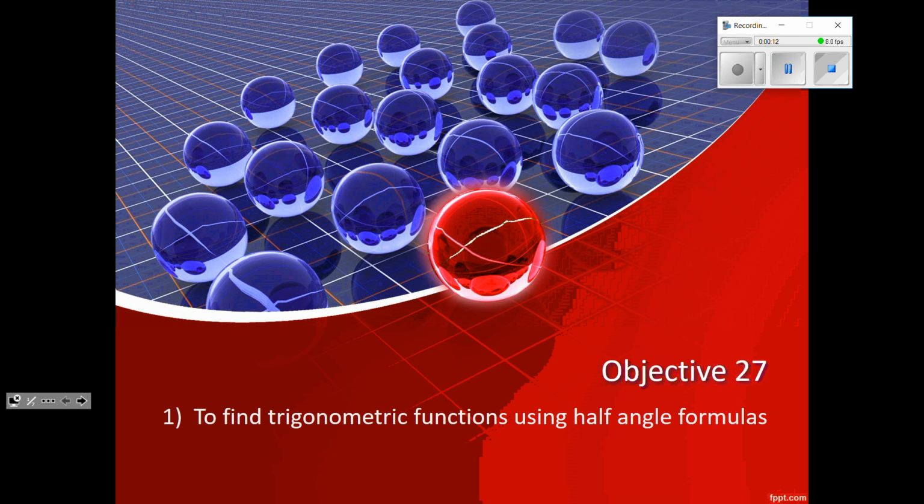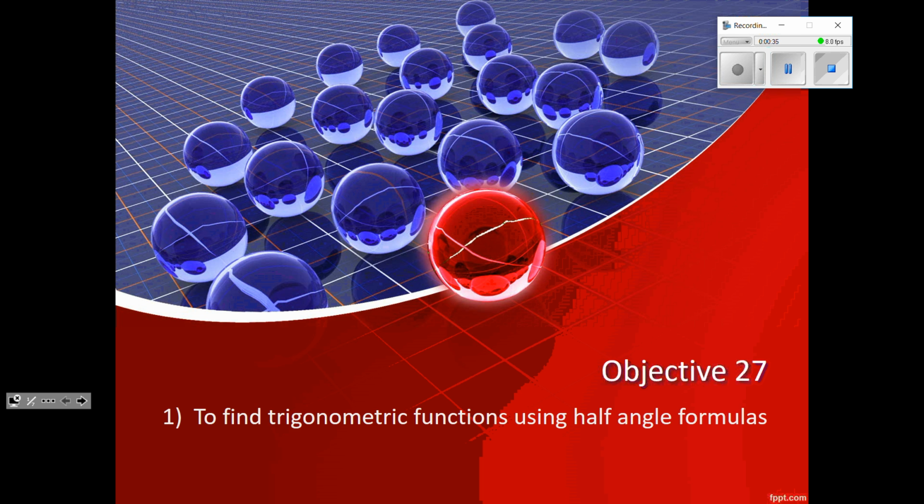So, I'm trying to think right now. If I asked for the sine of 15 degrees, now there are multiple ways to do this. Like, we found the sine of 15 degrees a couple days ago doing what? What did we do to get 15? 15 is not on our unit circle. We added and subtracted. So that's one way to find the sine of 15 degrees.